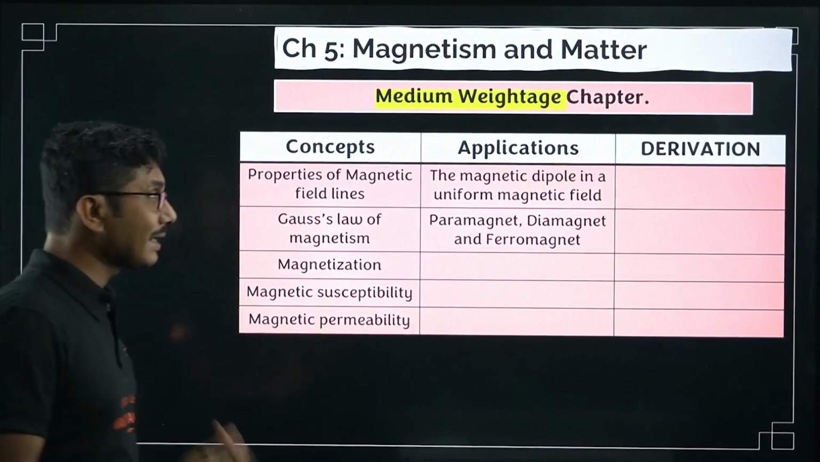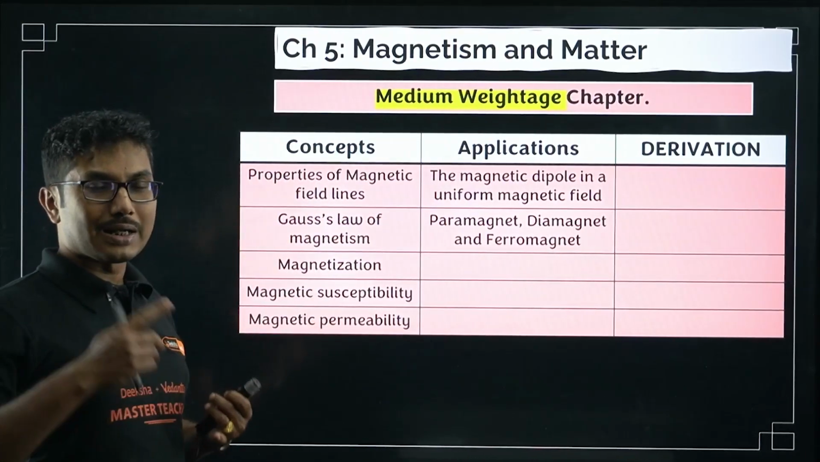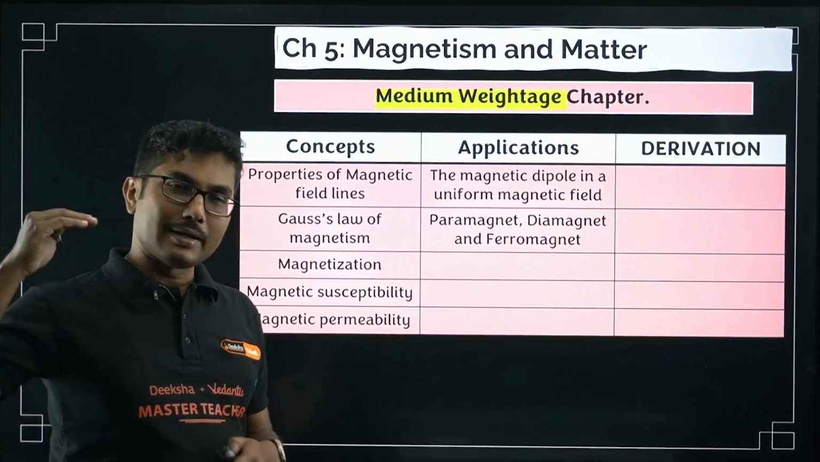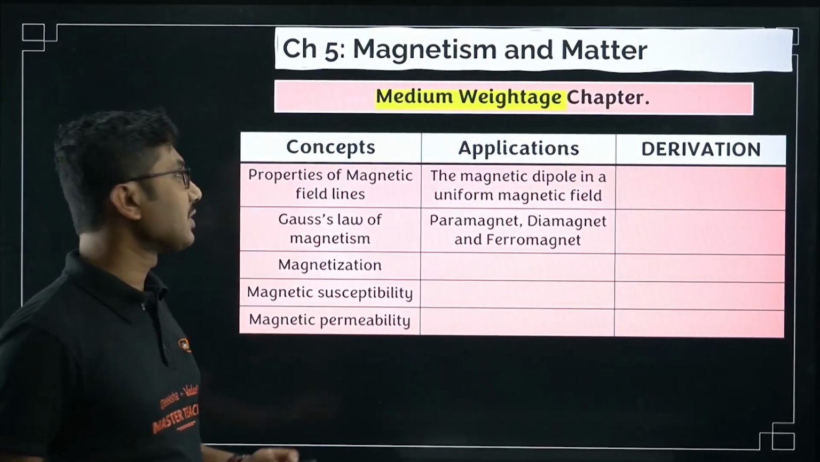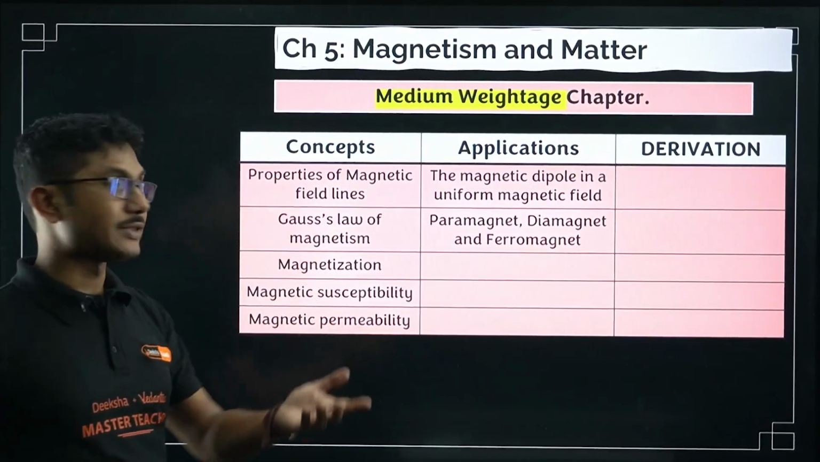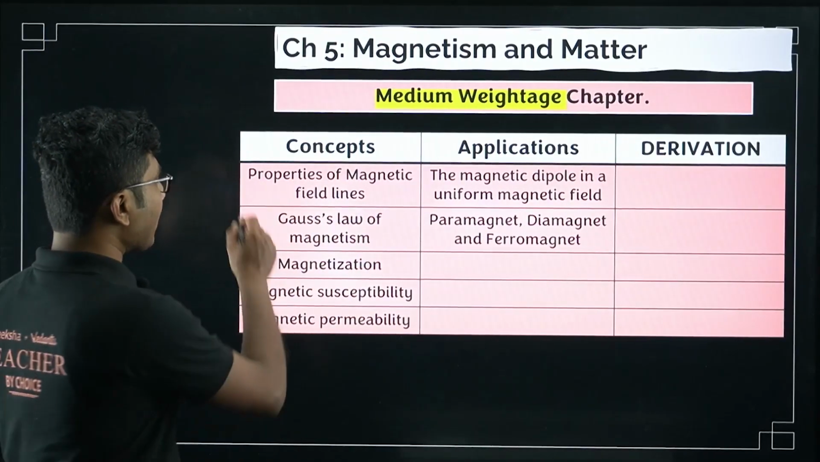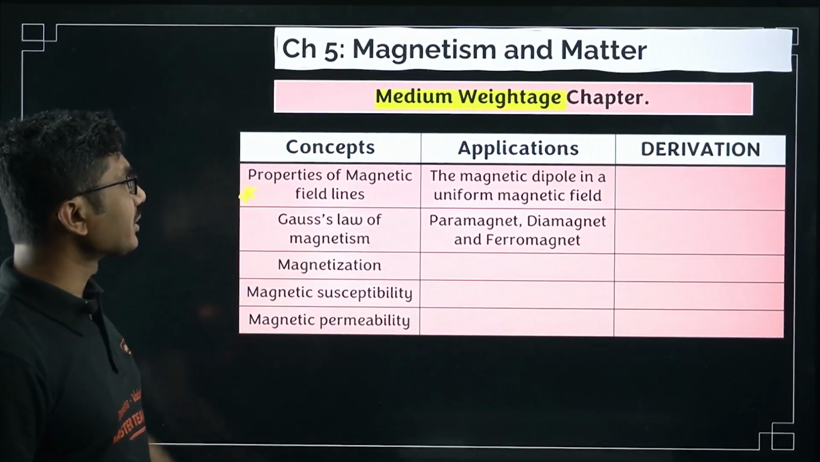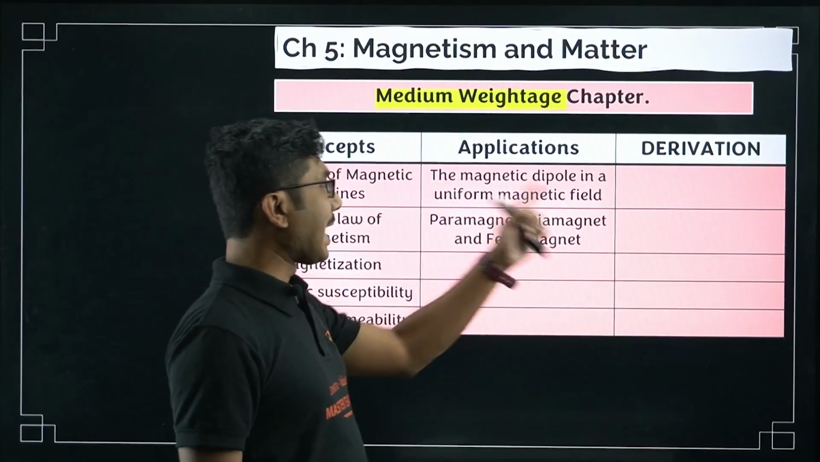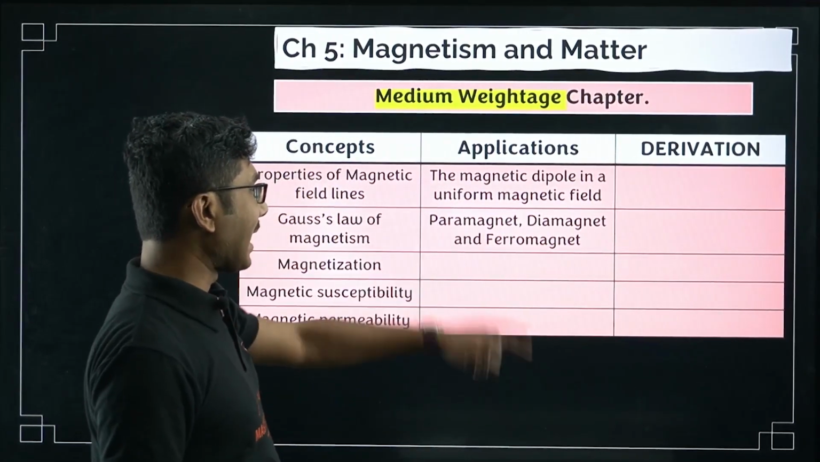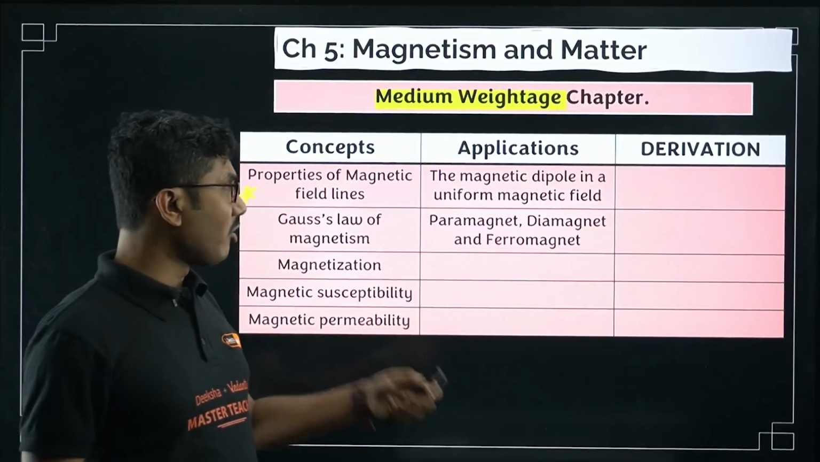Now magnetism and matter, this is a medium weighted chapter, 5 to 6 marks come from this chapter. Only 2-marker, 3-marker, 1-marker and fill in the blanks type questions come from this chapter. So there is no heavy derivation from this chapter. This is an easy chapter, and some concepts are deleted also. So what are all the concepts? Properties of magnetic field lines, Gauss's law of magnetism, magnetization, magnetic susceptibility, magnetic permeability. Application: the magnetic dipole in a uniform magnetic field, paramagnet, diamagnet, ferromagnet, and their respective property table, very, very important for this chapter.